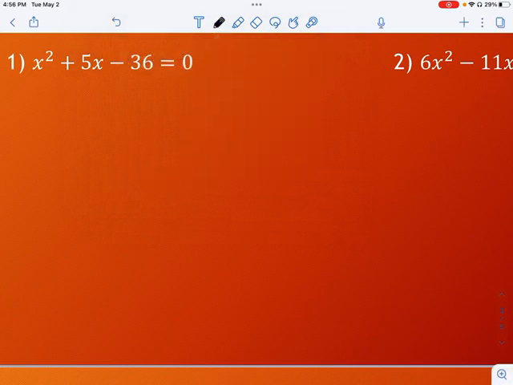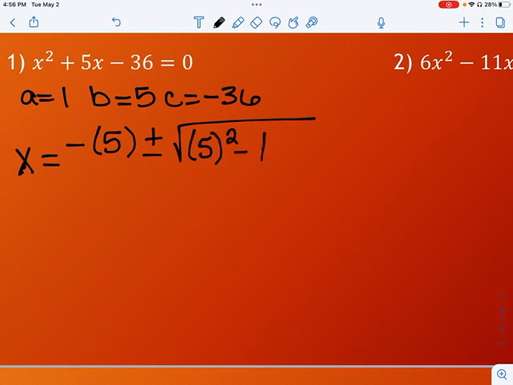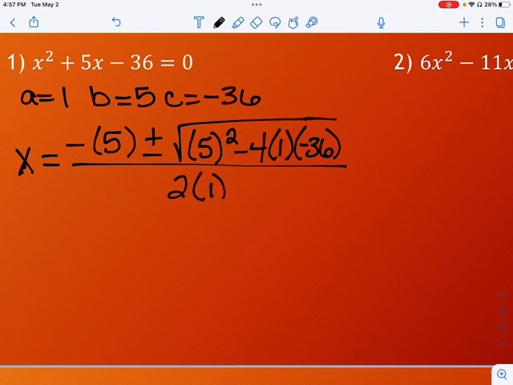All right, so I start off and I look at my problem here, and I ask, what is A, B, and C? A, remember, we look in front of x squared, and that would be a 1. B, we look in front of x, that's 5. And C is the one by itself, which would be negative 36. Now we simply plug this into our formula. So x equals negative b plus or minus the square root of b squared minus 4 times 1 times negative 36, all over 2 times 1.